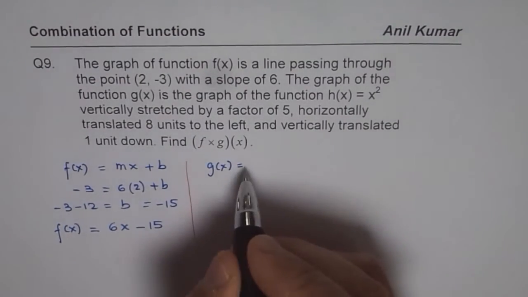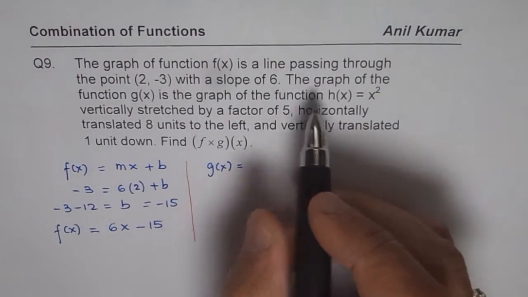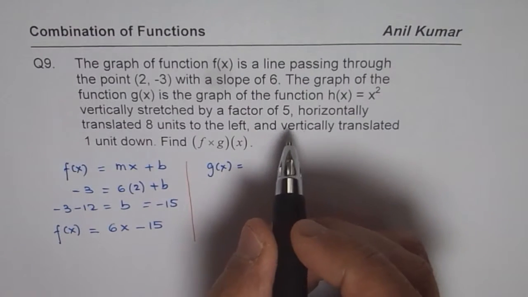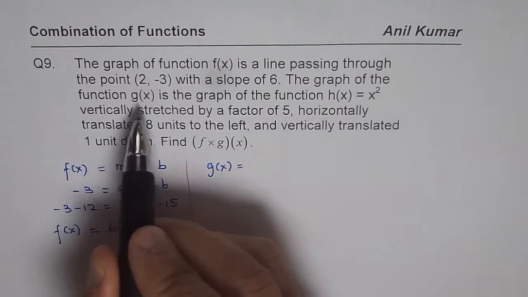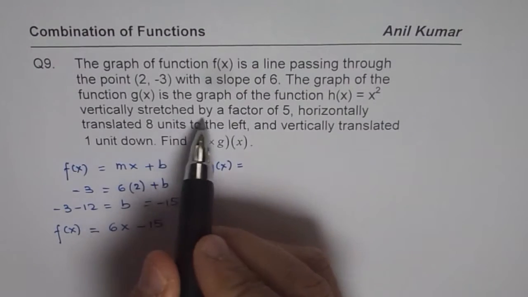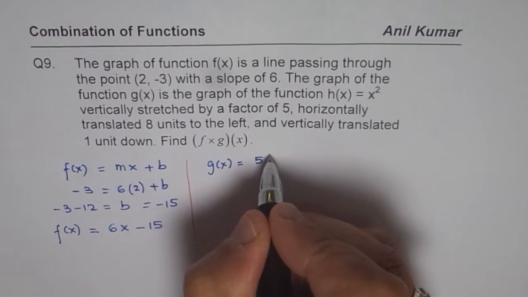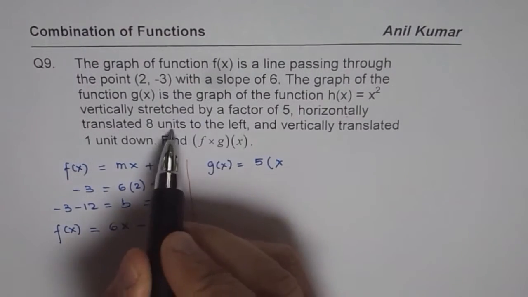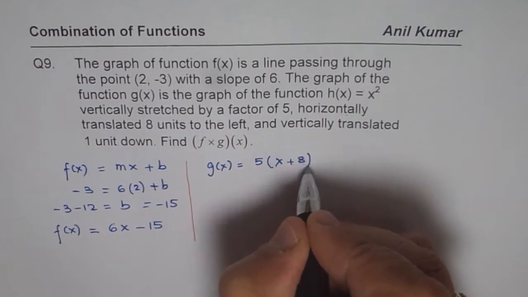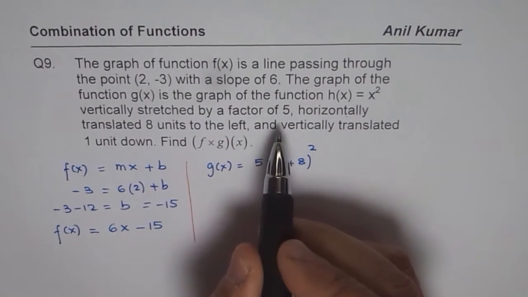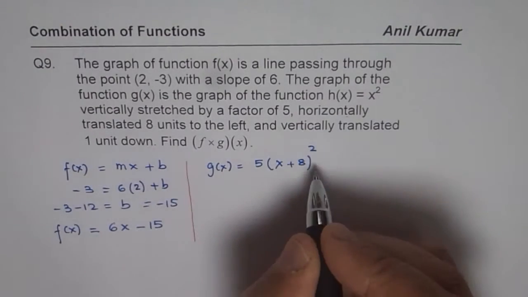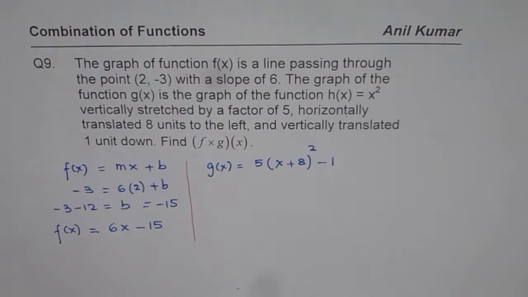Okay, so we'll write this equation in the transformed form. So let's read it once again. The graph of this function x squared is vertically stretched, so the stretch factor is 5. Horizontally translated 8 units to the left, that means x plus 8 whole squared, that's the function, and vertically translated 1 unit down, that means minus 1. So that becomes g of x for us.